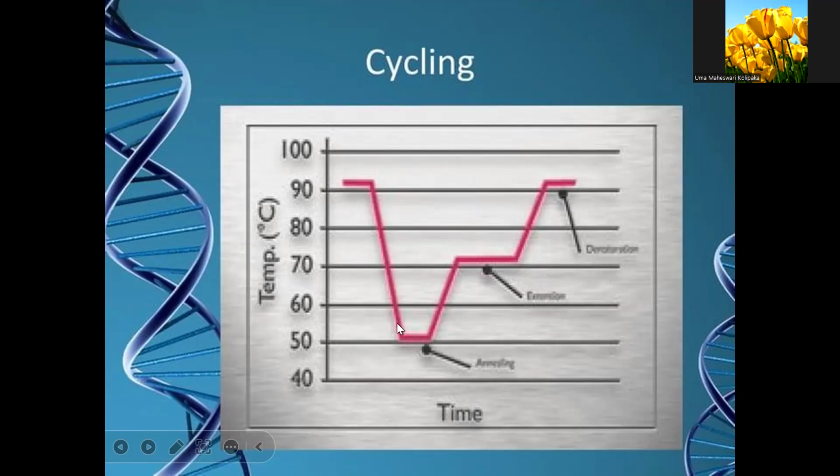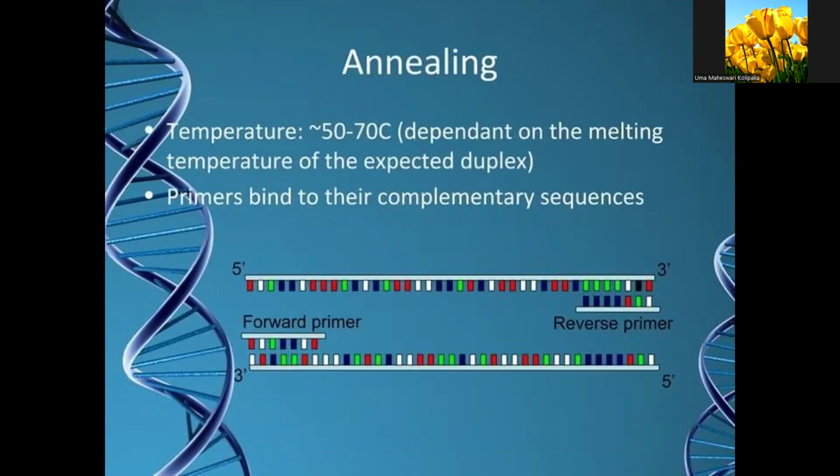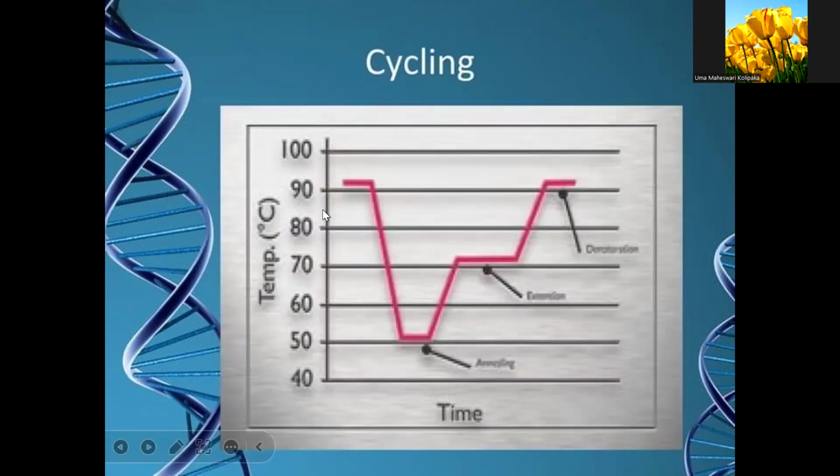Next, we are decreasing the temperature. We have already come across the temperature for the annealing process, that is 50 to 70 degrees Celsius. So, we are decreasing from 92 to 50 to 70 degrees Celsius. This is around 52 to 54 degrees Celsius, like that. Then again, at this temperature, 50 to 70 degrees Celsius, the annealing process will be taking place. That is, primers will come and attach in the opposite directions to the already existed single strands.